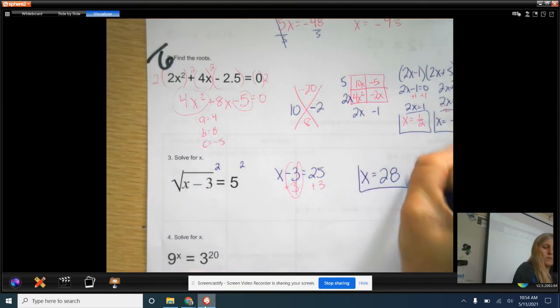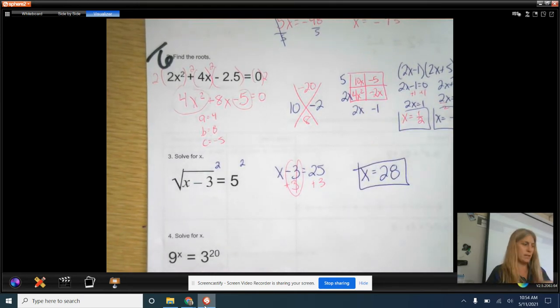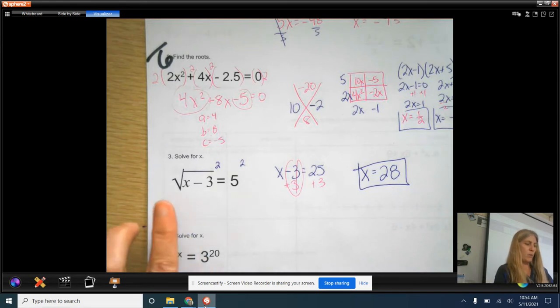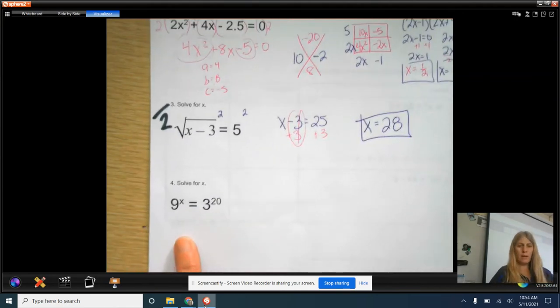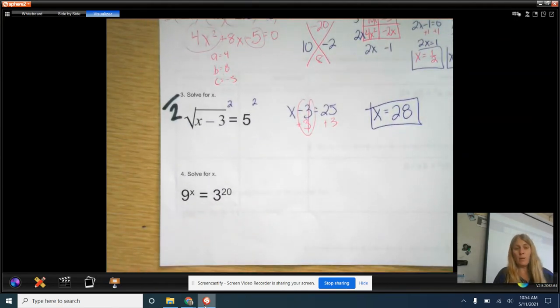And once again, you could have used one of those other techniques as long as you got to that correct answer. So 1 point for any work and 1 point for the correct answer, so number 3 is out of 2. Okay, number 4 here, your first step is to make those bases the same.